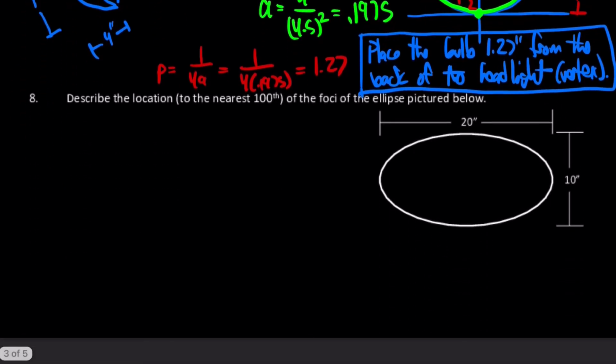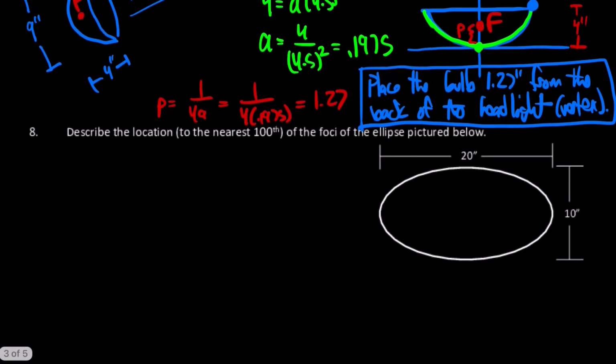All right, our next application problem is an ellipse. It says describe the location to the nearest hundredth of the foci of the ellipse pictured below. So where are they going to be? In general, here and here. But what do we need to find? Well, we need to kind of understand where they are in relation to my center. I need to find this, which is C. Well, it's an ellipse. I've got a c-squared equation. I know c squared equals a squared minus b squared for an ellipse.